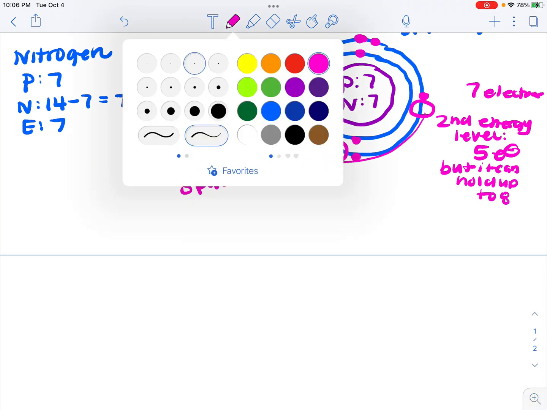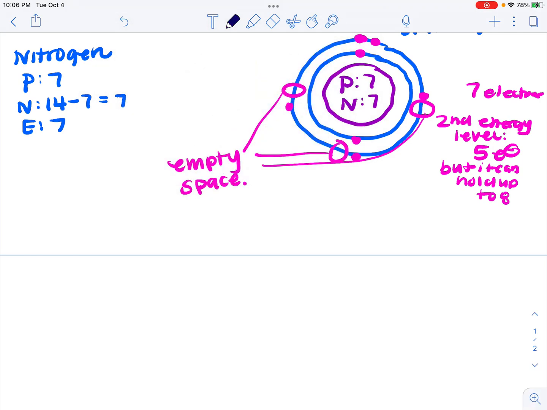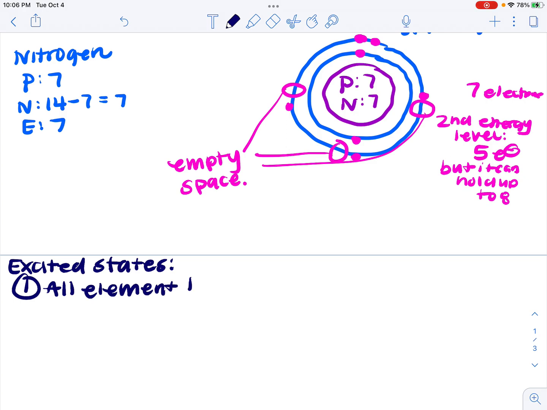But before we actually do that, there are some ground rules that I want to go over. So when we talk about excited states, it's important to know that, number 1, all elements have only one ground state.